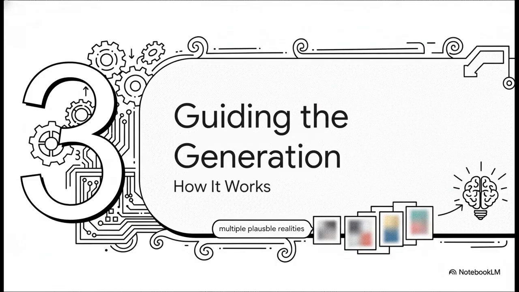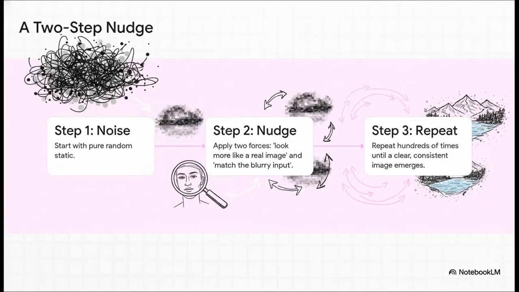Okay, so how does the AI actually do this? How does it come up with these different plausible realities? The mechanism behind it is actually surprisingly simple and elegant. It's basically a guidance system. So the AI starts with nothing but a canvas of random static, like an old TV with no signal.